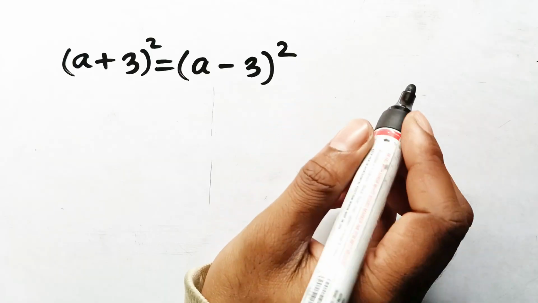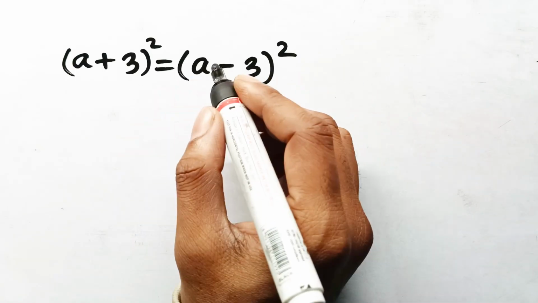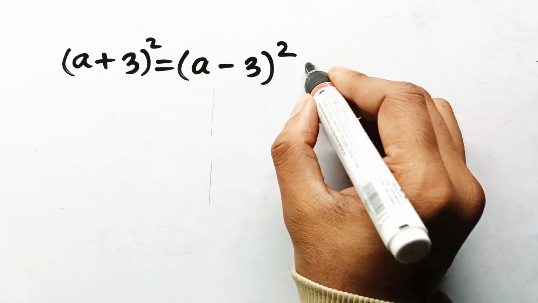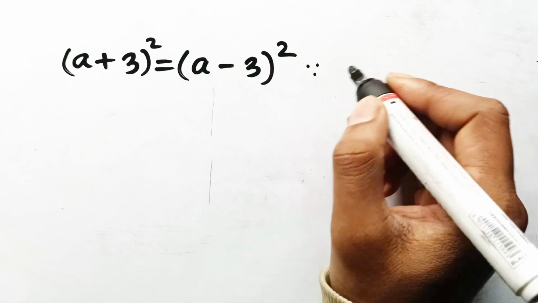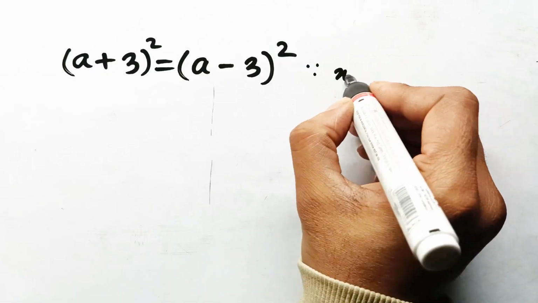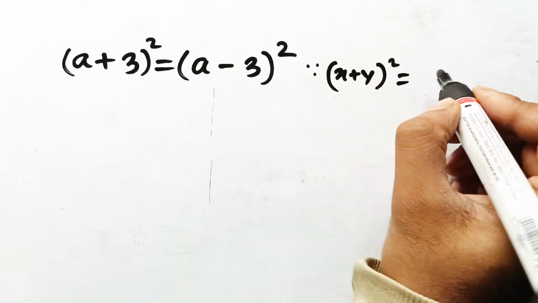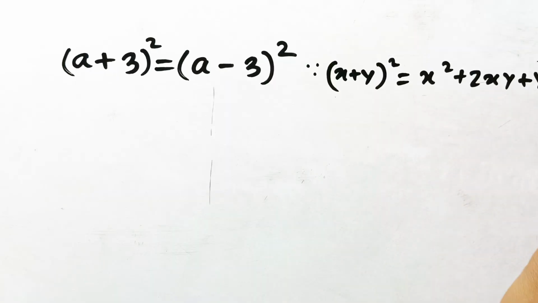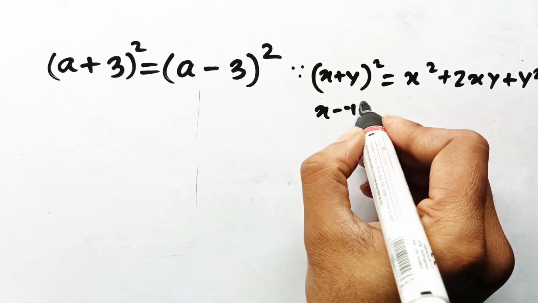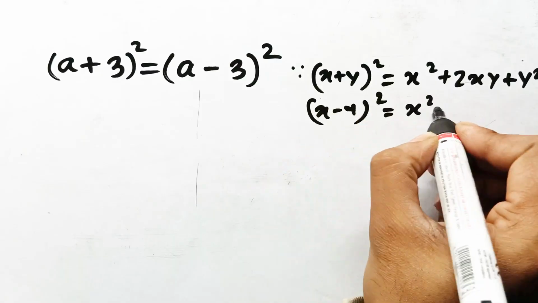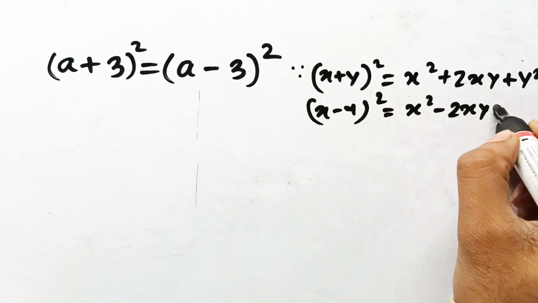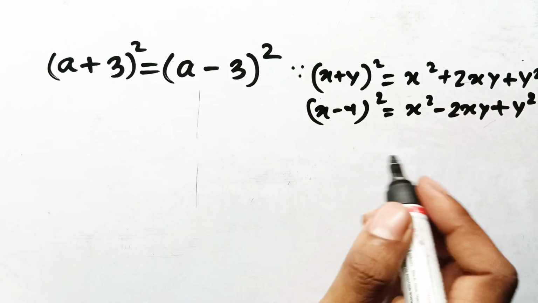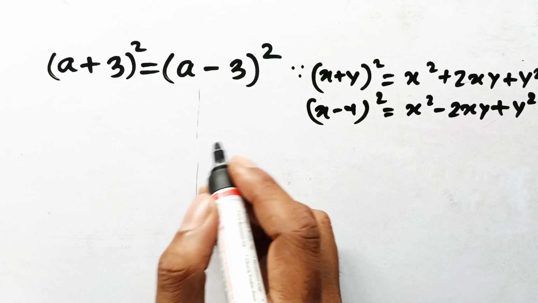Now, to expand this properly, we need to remember our classic algebraic identities, specifically the square of a binomial sum and the square of a binomial difference. So remember that x plus y all squared is equal to x squared plus 2 times x times y plus y squared. And similarly, x minus y all squared is equal to x squared minus 2 times x times y plus y squared. This is a great moment to pause and make sure you're comfortable with those formulas, because we're about to apply them right now.